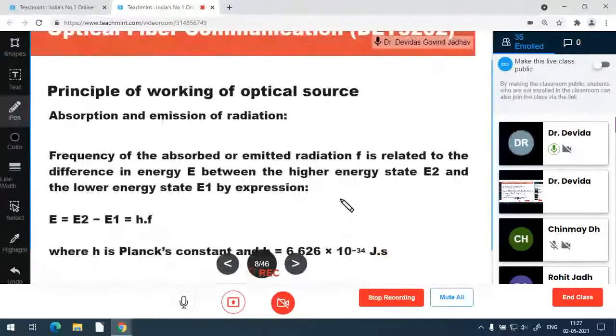So as we know, for absorption and emission of radiation, the frequency F of absorption or emission of the radiation is related to the energy difference between the higher energy state E2 and lower energy state E1.